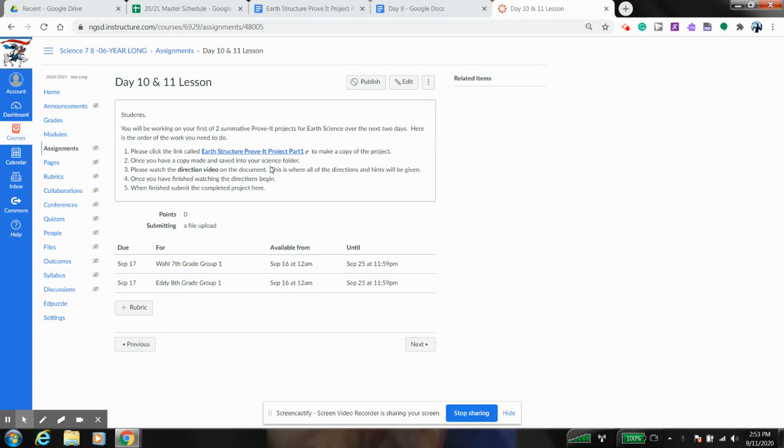The first one you guys are going to do is the Earth Structure Prove It project part 1, where this is going to cover everything that we've kind of been learning up until this point. And then you're going to have a part 2 in which you're going to be talking about the extension, so dealing with earthquakes and specific volcanoes, okay? So I want to walk you through the directions on how you're going to do this.